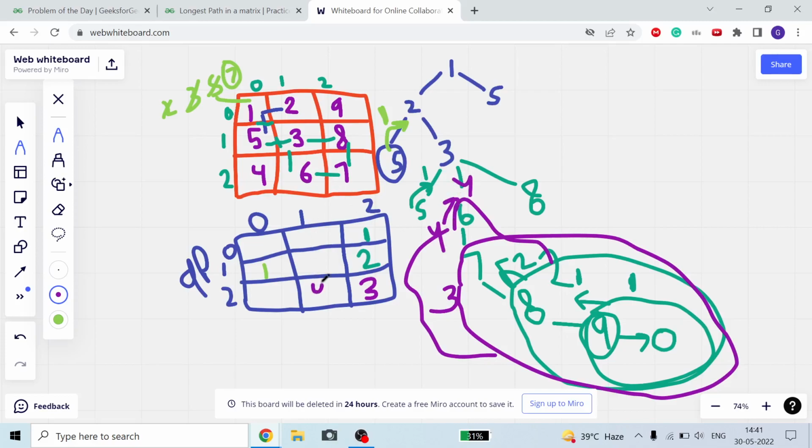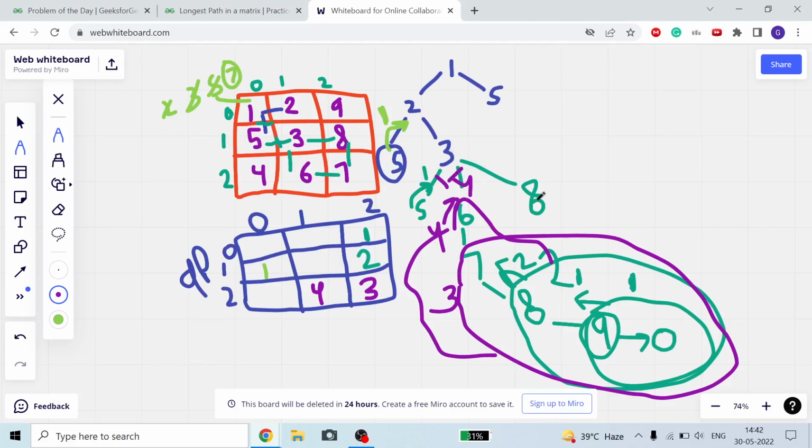So from 6 we will return 4, means including 6 we have 4 elements. Okay, 4 includes 6, and 6 is also included in this length of 4. Means from 6 to 7 to 8 to 9. Okay, this is the length. Now these two paths are completed, one is 1, one is 4.